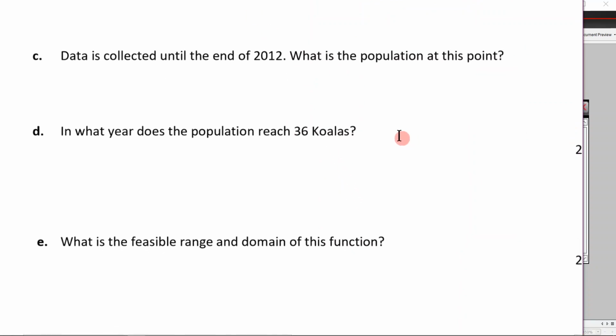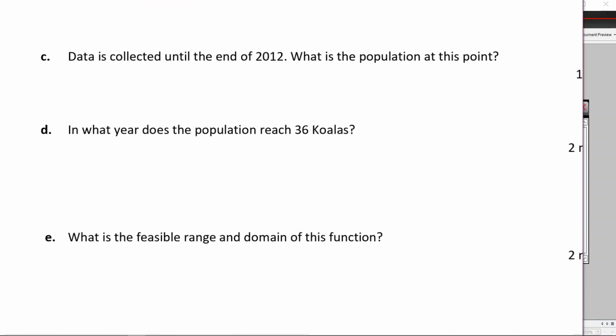Next, it says, and let me get my highlighter out. I'm very big on using highlighters. Data is collected until the end of 2012. What is the population at this point?